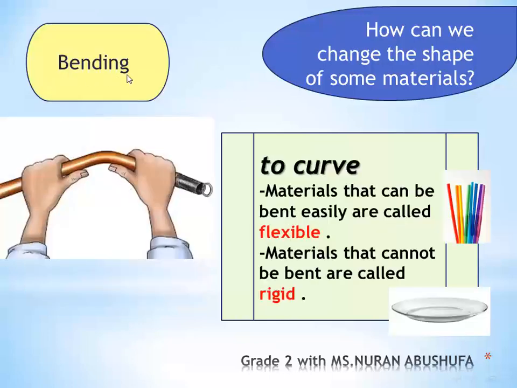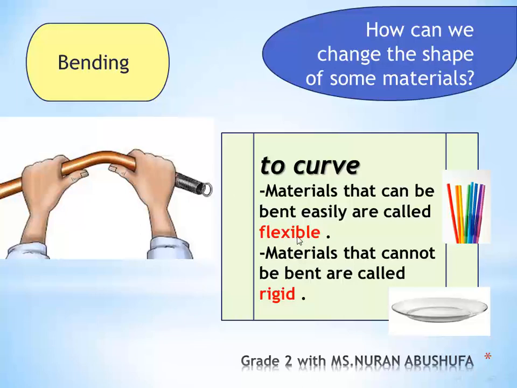The second one is bending. The meaning of bending is to curve. As you see here in the picture, it was a straight stick, but bending it is to make it a curved stick. So, materials that can be bent easily are called flexible. That means some materials you can bend, like the stick. We call them flexible because they can be bent easily.